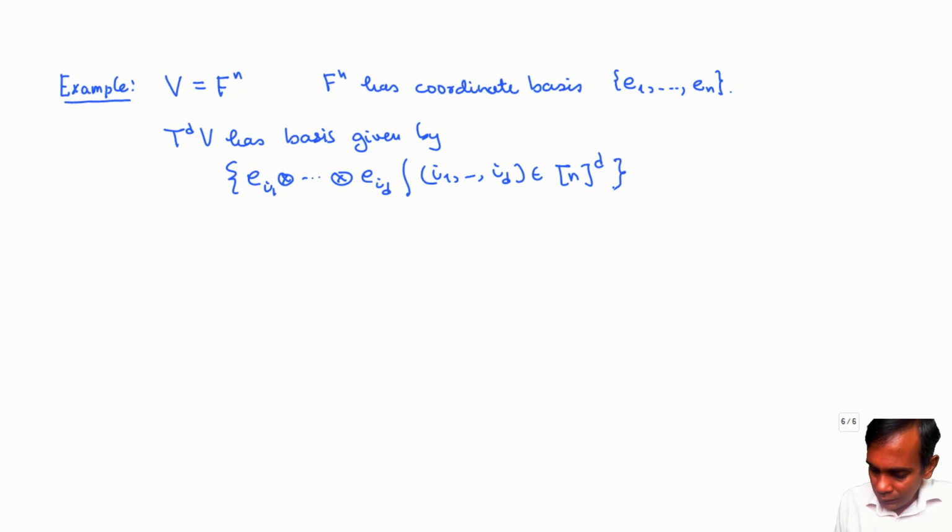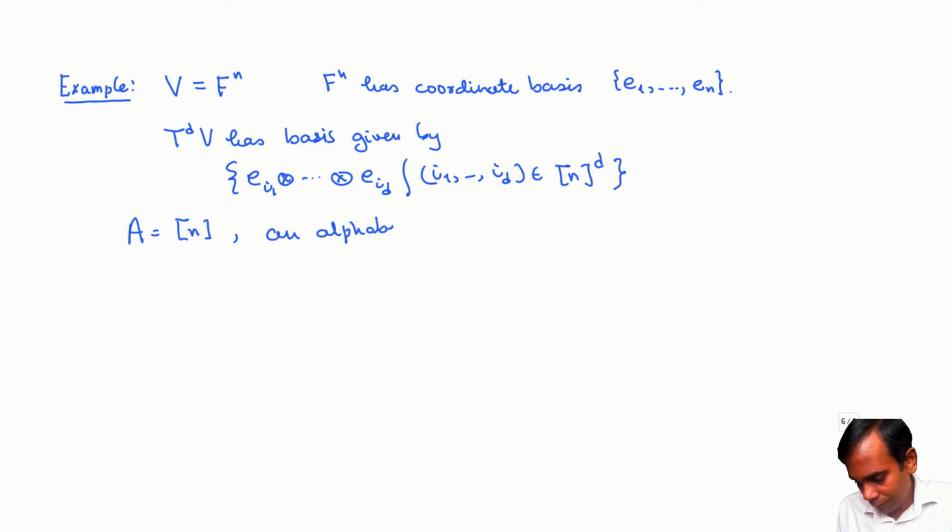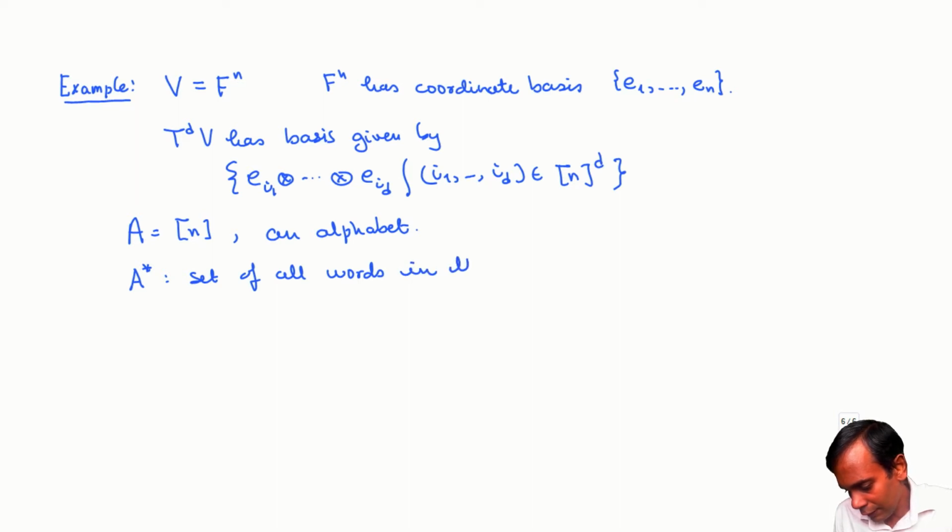Okay, so this basis is in bijection with words. So consider an alphabet A. So we'll just regard these letters 1 to n as an alphabet. Like in English, you have 26 letters in the alphabet. Let's take a language where you have n letters in the alphabet. And a word in the alphabet is the set of all words in the alphabet A.